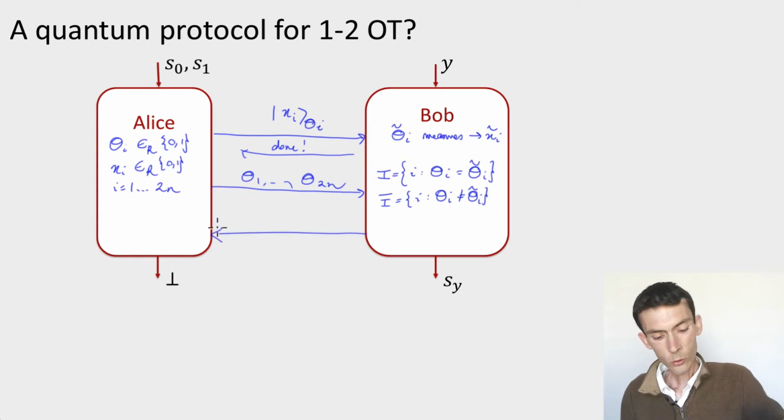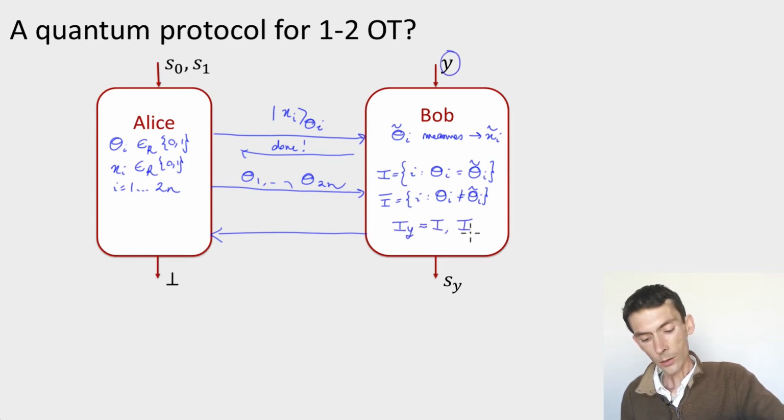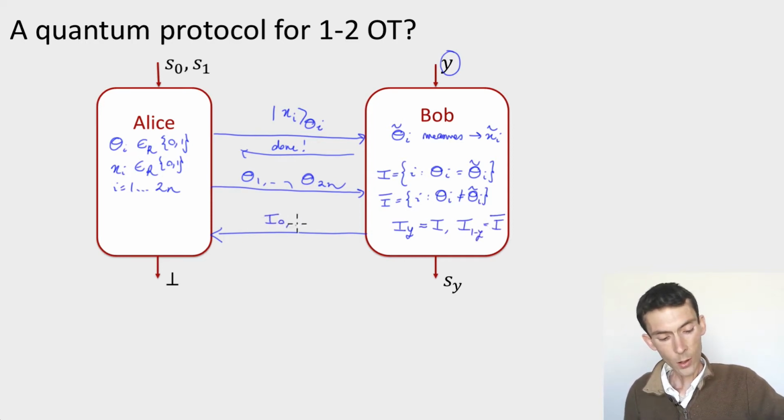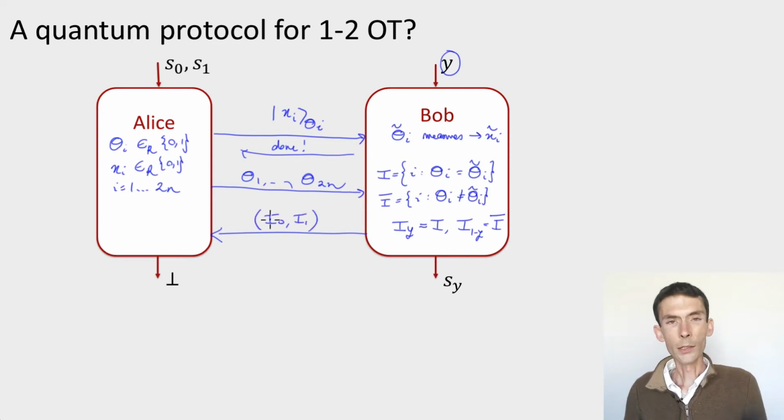And now he's going to set an interval I_y, depending on his input y, which is a bit, equal to I, and I_{1-y}, the other one, equal to I bar, and send I_0 and I_1 over to Alice. So, depending on his input y, Bob puts the set of bases that he correctly guessed either in I_0 if y is equal to 0 or I_1 if y is equal to 1.